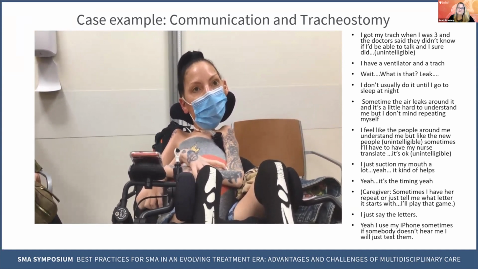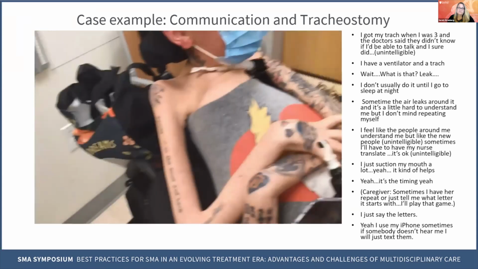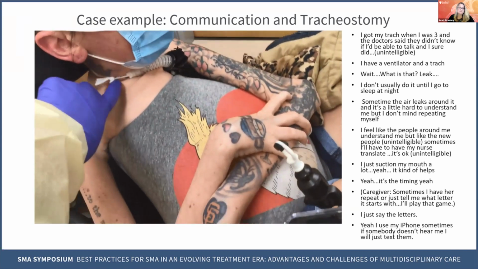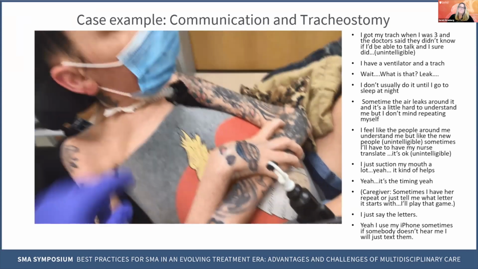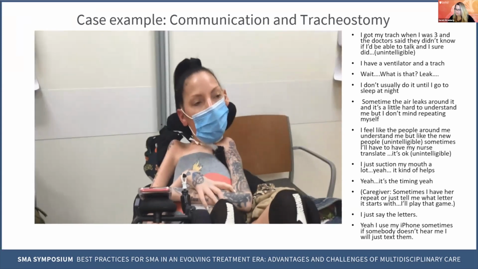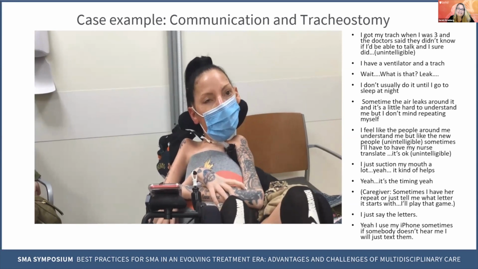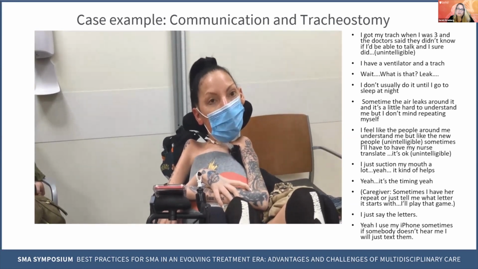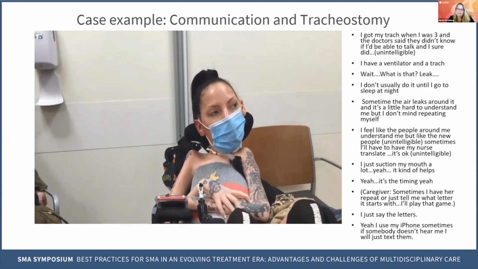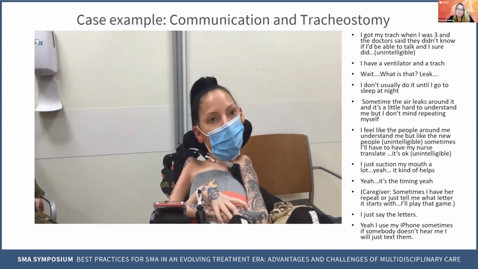Yeah. And so, do you mind if I just peek at which tracheostomy you have? Yeah, I have a ventilator and a trach. Okay, so a fairly small tube. And you're speaking on leak speech, right? Yeah. Okay. Wait, what is that? The air is coming up around your trach tube? Yeah. Uh-huh. I don't usually feel it until I go to sleep at night.